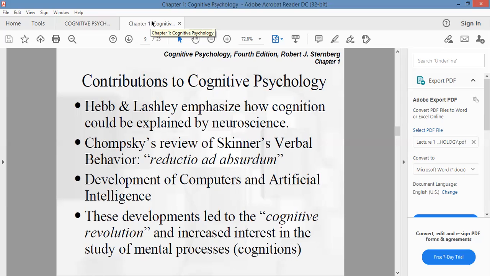Some of the contributions to cognitive psychology that we may just look into are from Hebb and Lashley, who emphasized how cognition could be explained by neuroscience. Chomsky also reviewed Skinner's Verbal Behavior. These are some of the things which influenced cognitive psychology. The development of computers and artificial intelligence also increased the ability for people to study the brain more, since they want to make a replica. And then there were developments of the cognitive revolution, some interest in the study of mental processes, what they call cognition. Such contributions also influenced cognitive psychology.